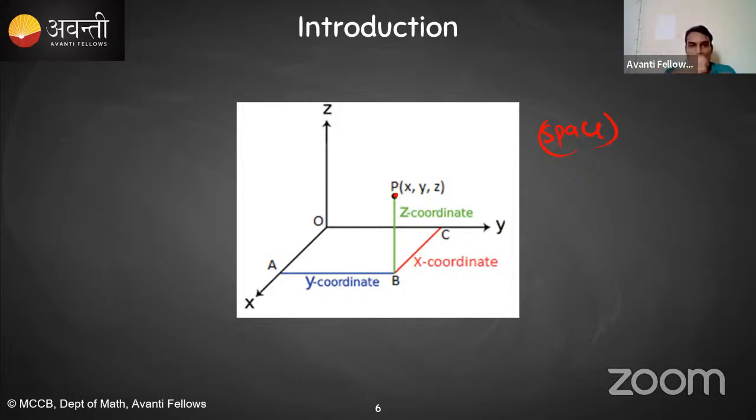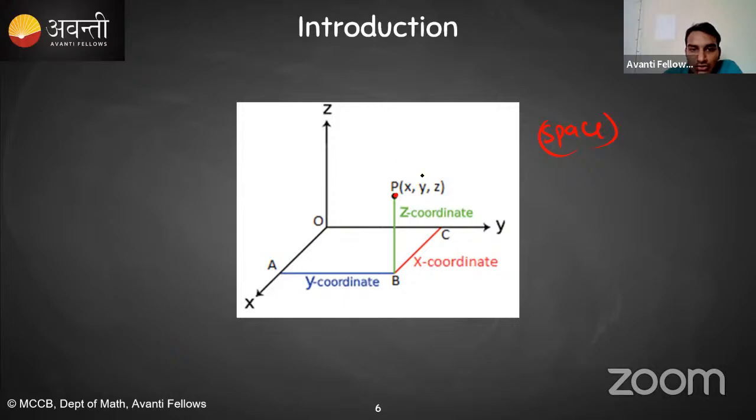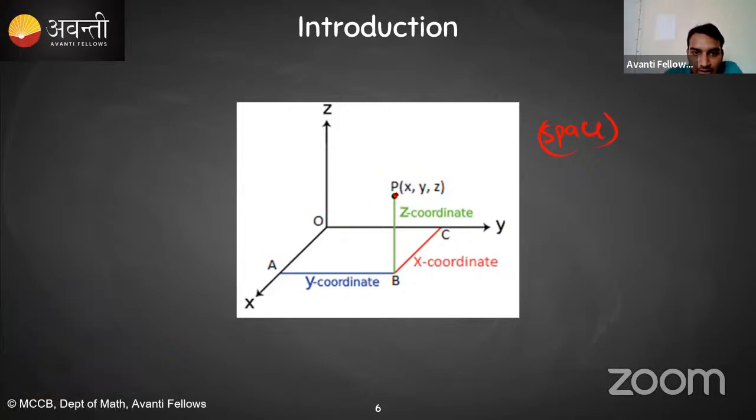So this would be height and these are sides, right? The same thing happens in 3D, only we have 3 dimensions instead of 2. Let's suppose this is a point P. Its coordinates would be x, y and z.